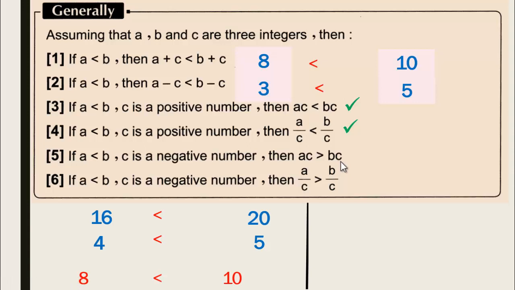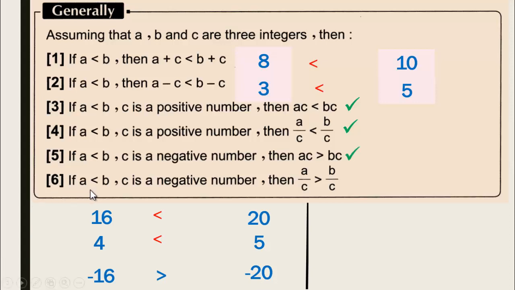If I multiplied here 8 by negative 2 and I multiplied 10 by negative 2, 8 by negative 2 I will have negative 16, and 10 by negative 2 I will have negative 20. The question is, is negative 16 less than negative 20? Of course not, so that's why I must flip the sign and have negative 16 greater than negative 20.